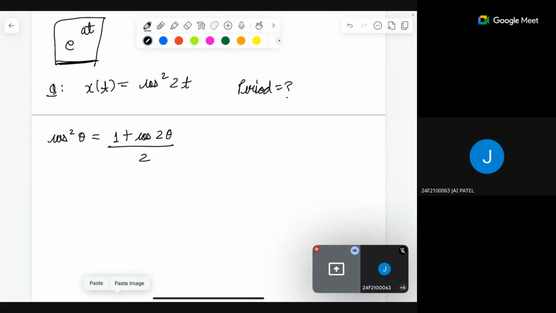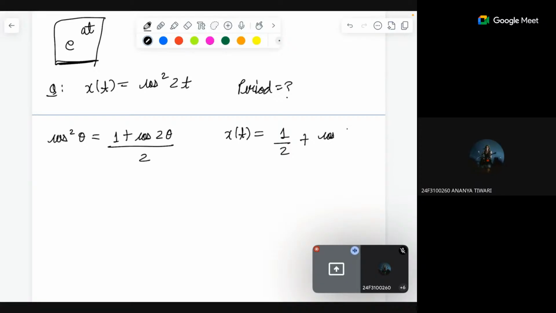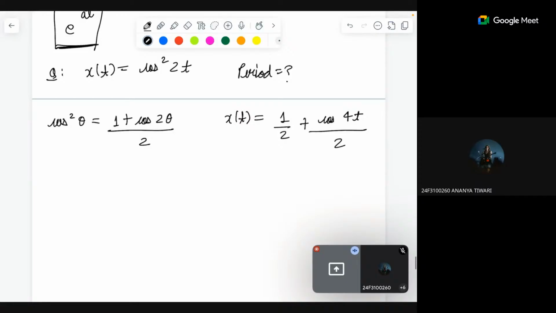So this is the formula of cos 2 theta. Cos 2 theta is 2 cos square theta minus 1. So cos square theta is (1 plus cos 2 theta) by 2. You know this formula. Now let us apply it to x(t). x(t) is cos square 2t. Theta is 2t here. So it is half plus half cos 4t. This is what x(t) will be, right?